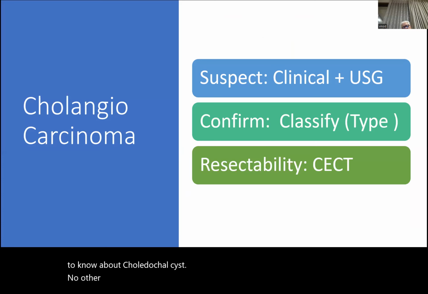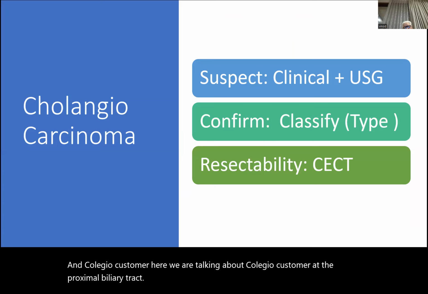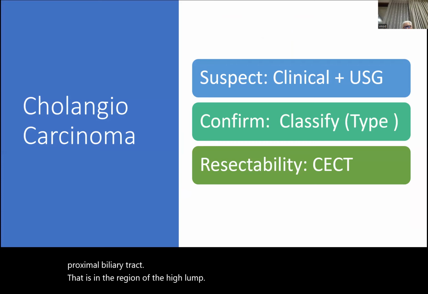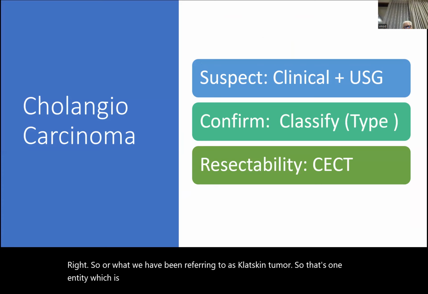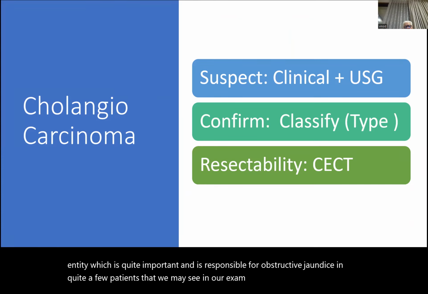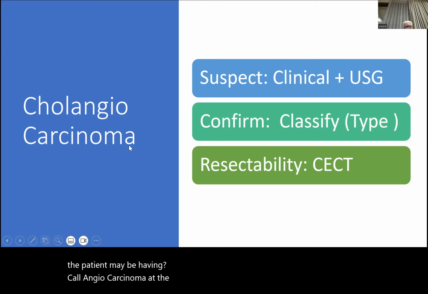Now, the other entity that we come across is cholangiocarcinoma. Here we are talking about cholangiocarcinoma at the proximal biliary tract, that is in the region of the hilum, right? Or what we have been referring to as Klatskin tumor. That's one entity which is quite important and is responsible for obstructive jaundice in quite a few patients that we may see in our exam. Now, how do we suspect that the patient may have cholangiocarcinoma at the hilum, or what's called Klatskin tumor?